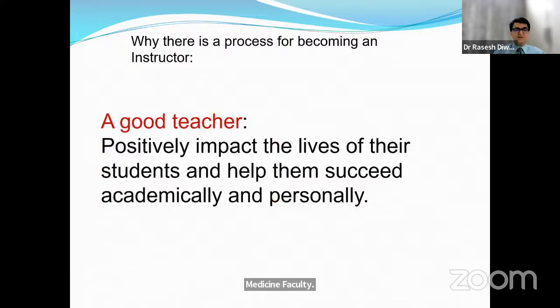So a good teacher means a positive impact on the lives of their students and helping them succeed academically and even in personal life, being a good human being. That's the characteristic of a good teacher who brings this very positively to the students.